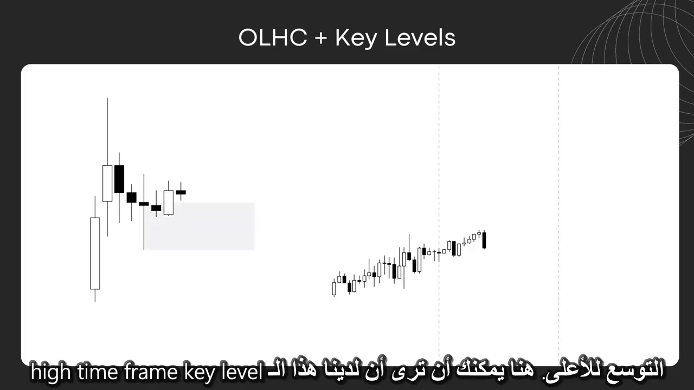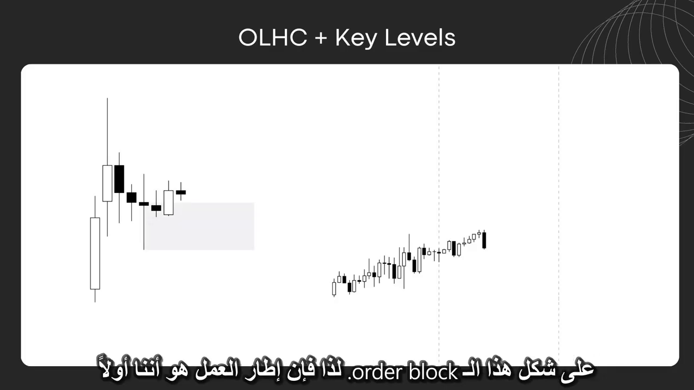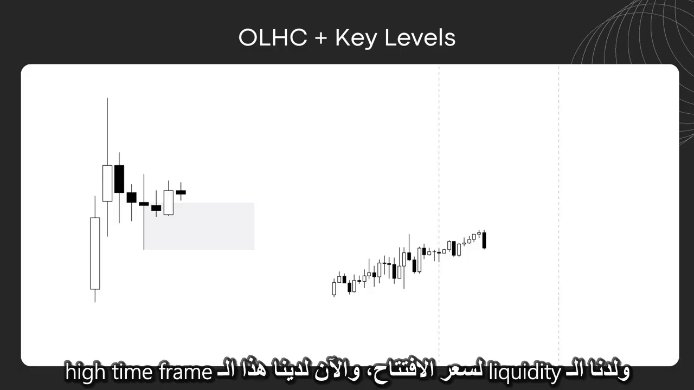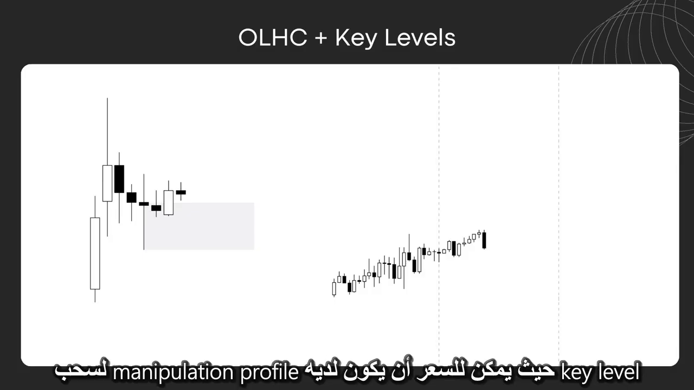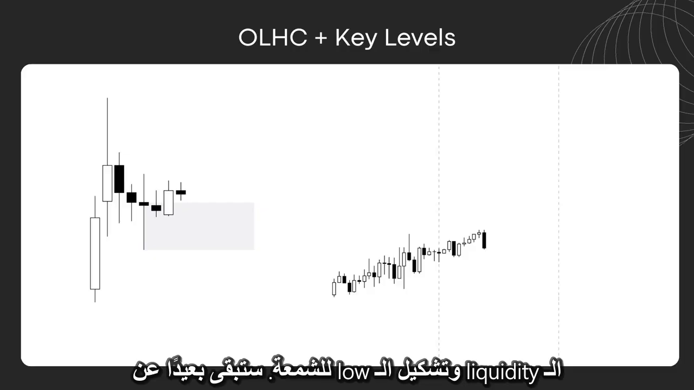Right here you can see that we've got this higher time frame key level in the form of this order block, right? So the framework is that first of all we generated liquidity from the opening price, and now we've got this higher time frame key level where price could have its manipulation profile to purge the liquidity and form the low of the candle, right?